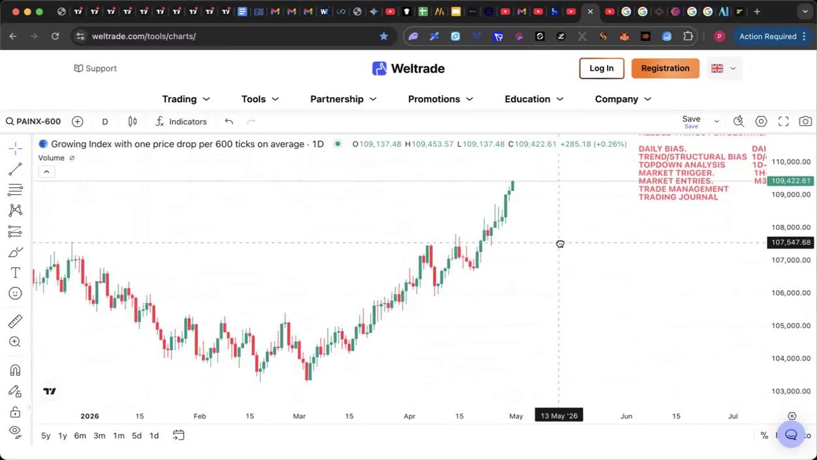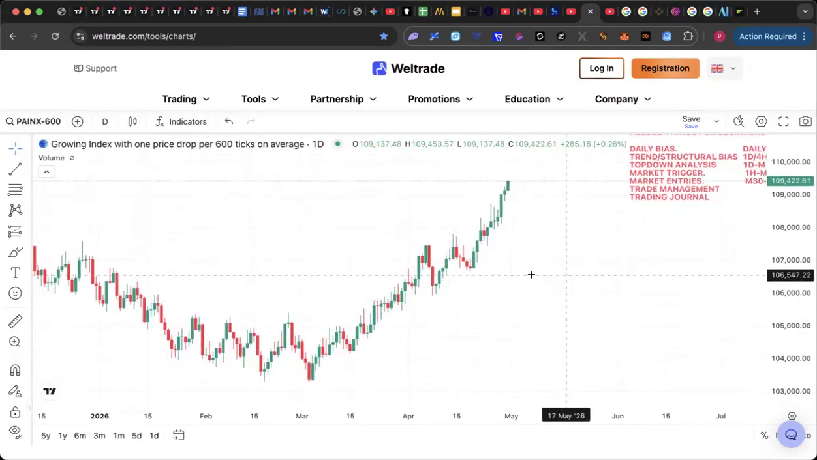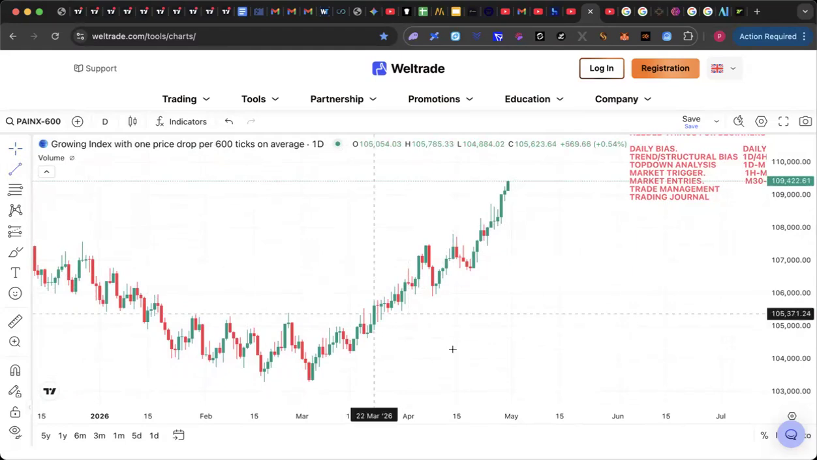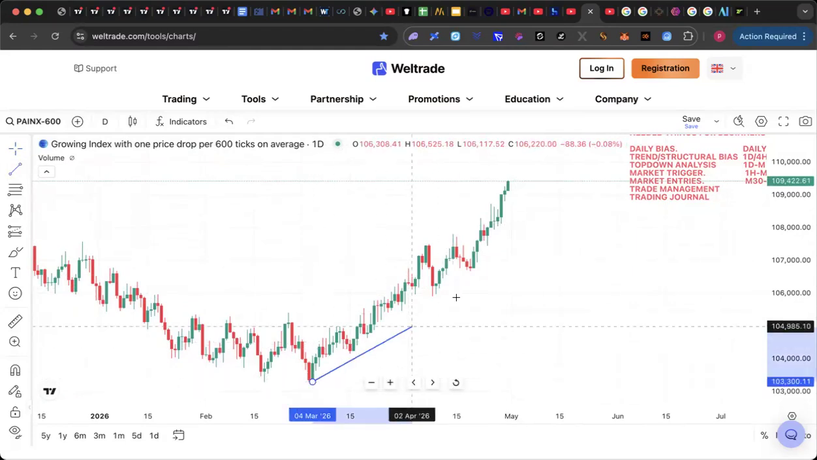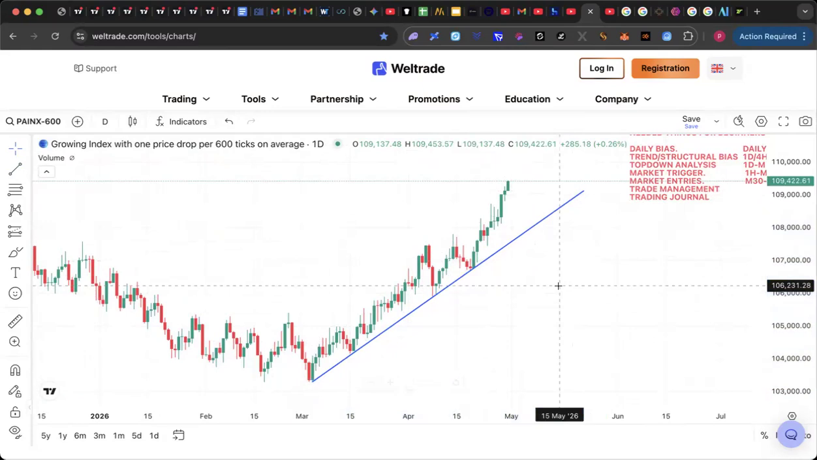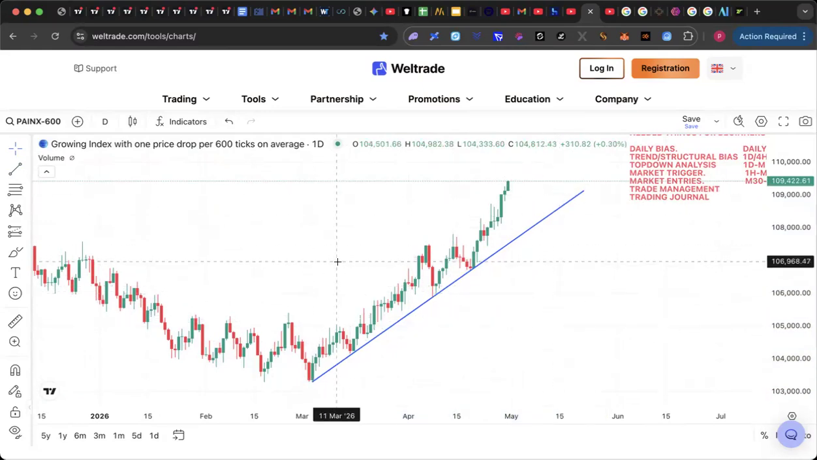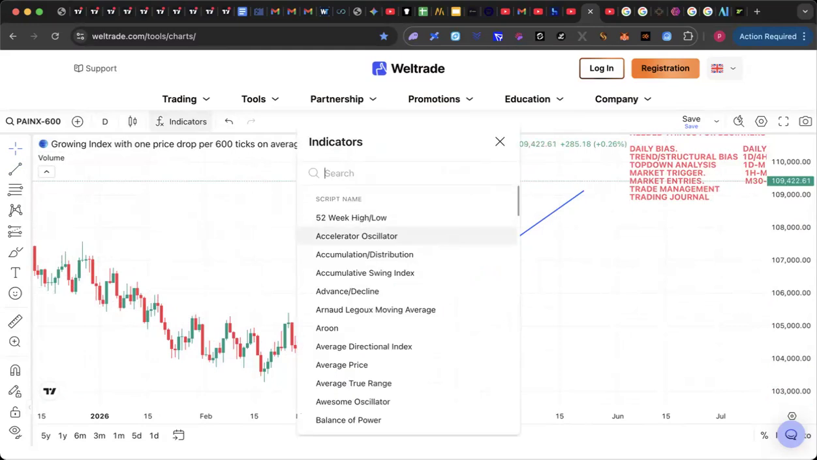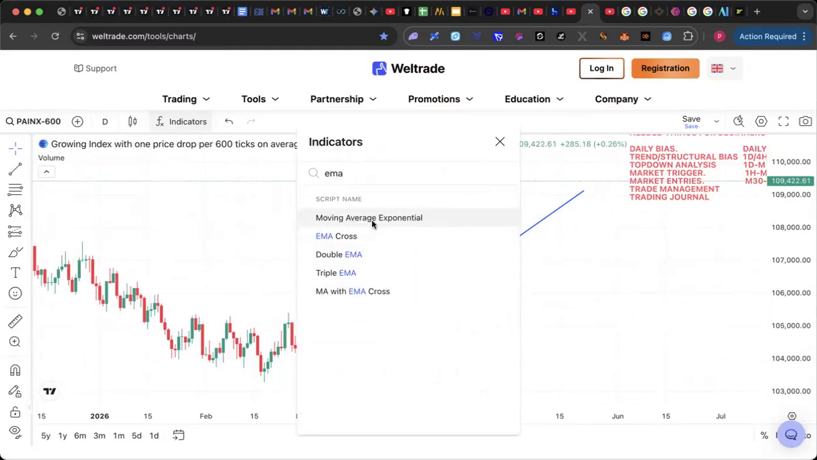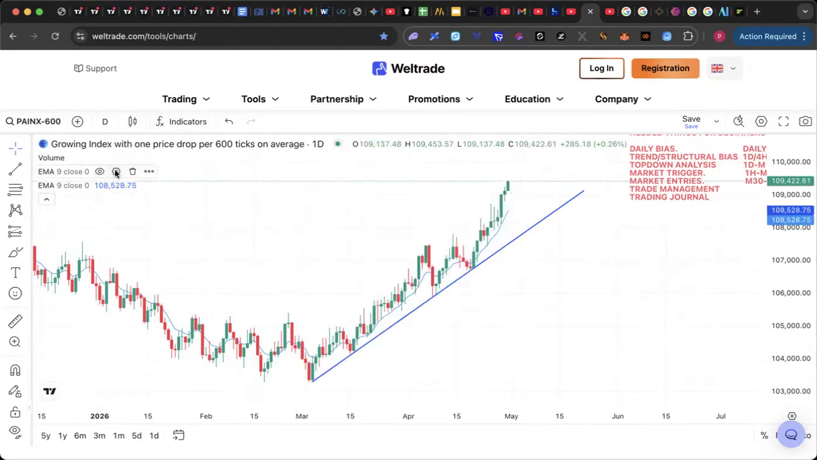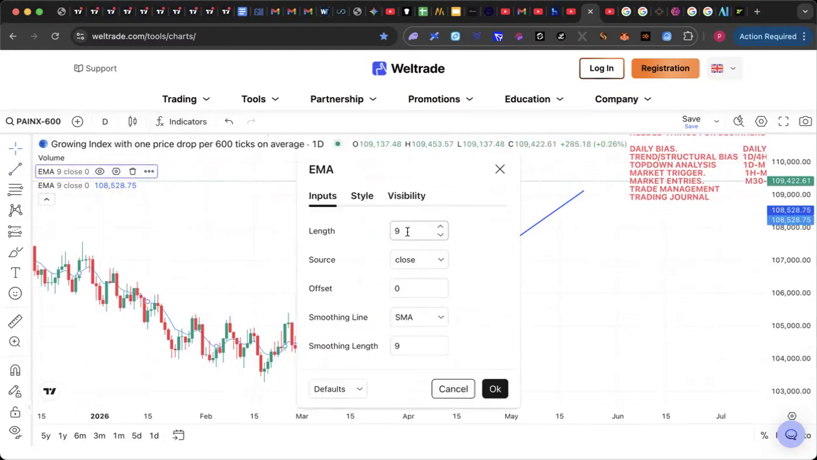The next one is that you want to know the structural bias. That is, are we in an uptrend or a downtrend? If I use a trend line, for instance, like this, you know that you are in an uptrend. The other thing you could use is called an indicator. You can add one or two. If you use two, maybe you just want to know a strong trend and a medium trend.